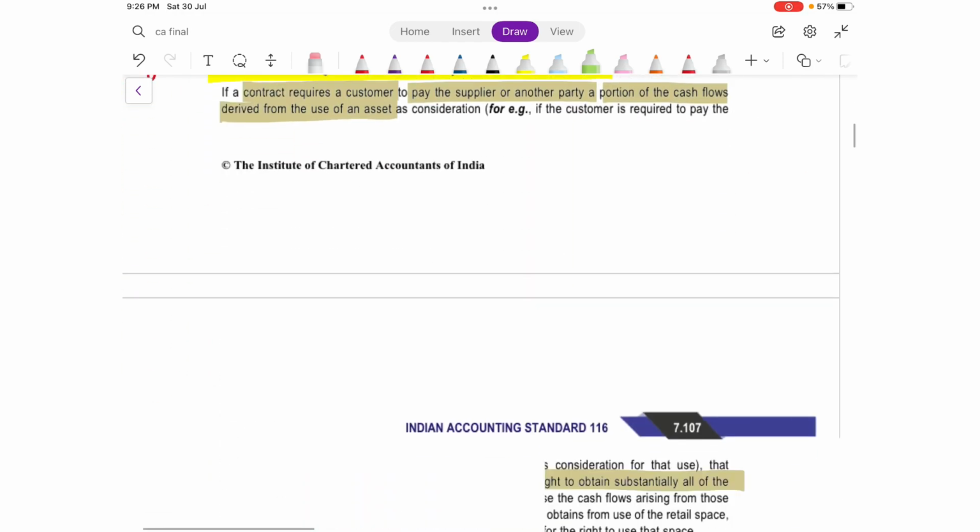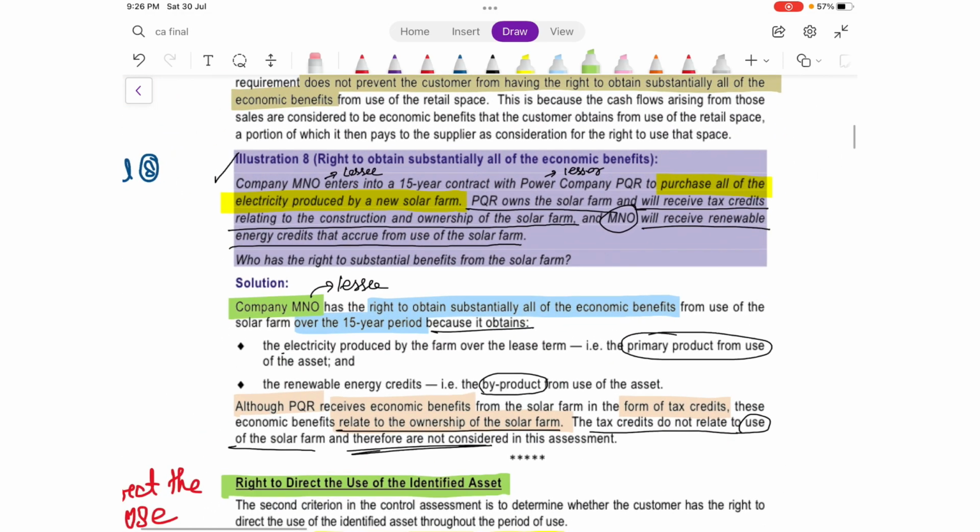Next illustration is illustration number 8. In illustration number 8, they say that the company MNO enters into a 15-year contract with another power company to purchase all of the electricity produced by a new solar farm. So PQR owns the solar farm. The lessor owns the solar farm and will receive tax credits related to the construction and ownership of the solar farm. So in that solar farm, whatever the tax credit related to the construction and ownership is, those benefits are going to go to PQR only. The tax credits, those benefits will be received by the lessor only.